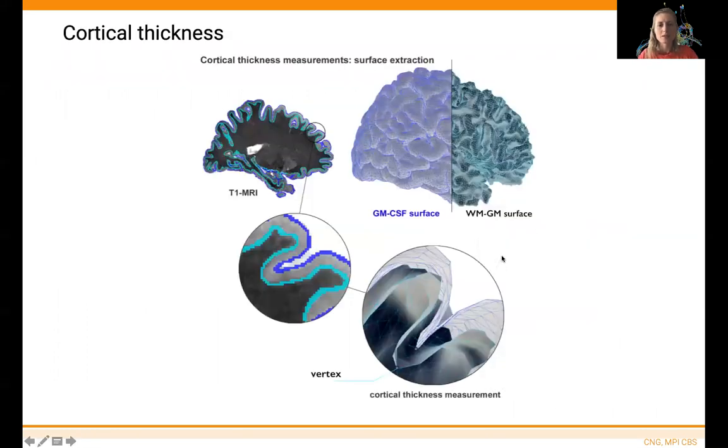Cortical thickness is measured in the T1 image, MPRAGE or MP2RAGE, where you measure the thickness from the gray-white matter surface to the pial surface. You have this vertex setup, this tessellation of the surfaces, and you measure the distance between corresponding vertex points in both surfaces. With that, you have cortical thickness of the whole surface.